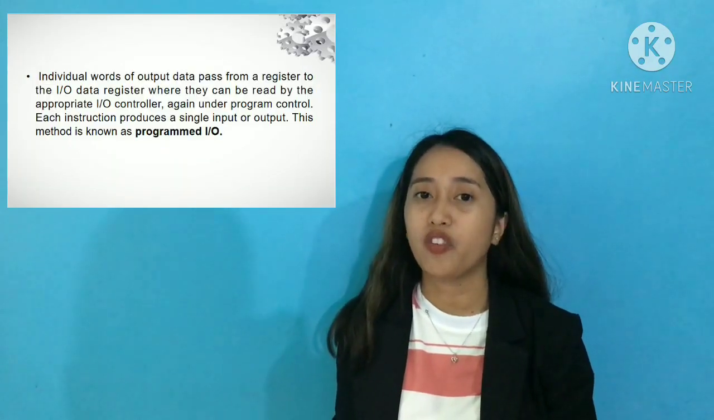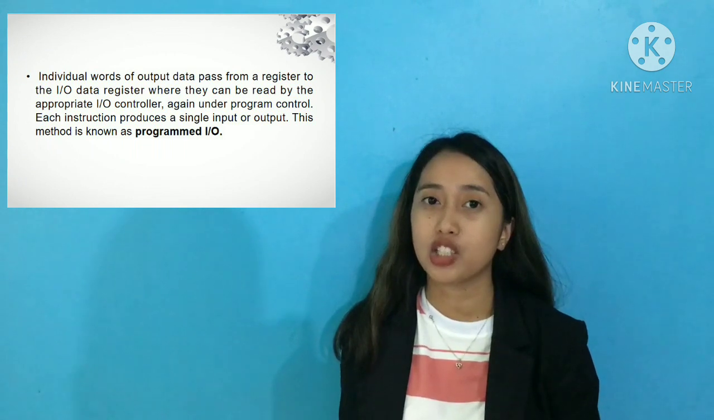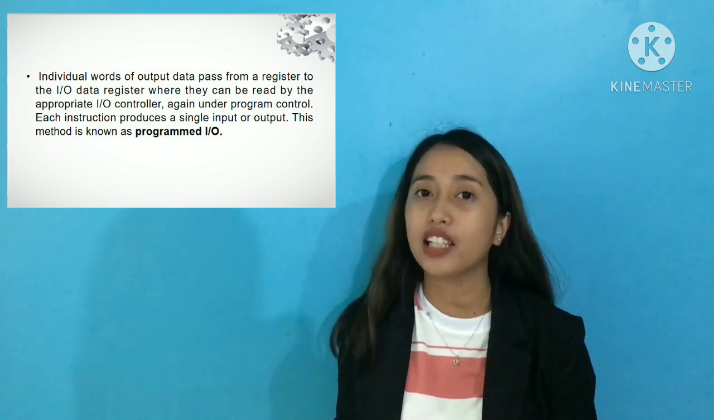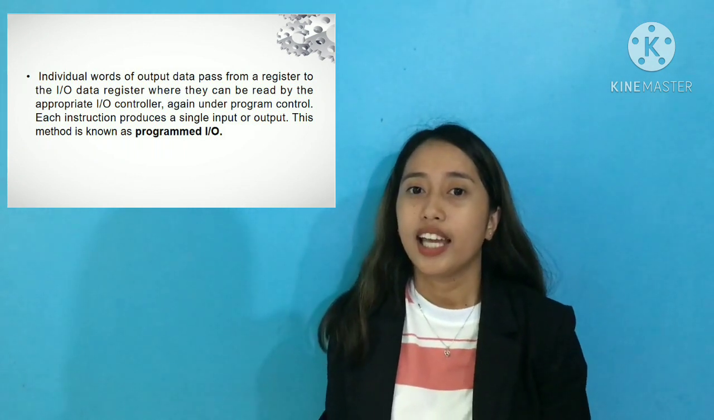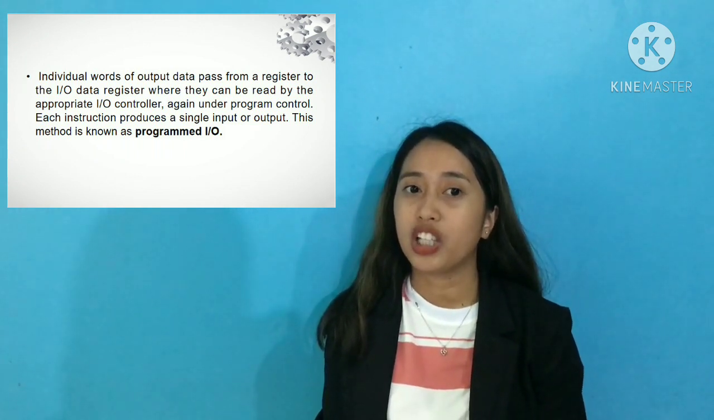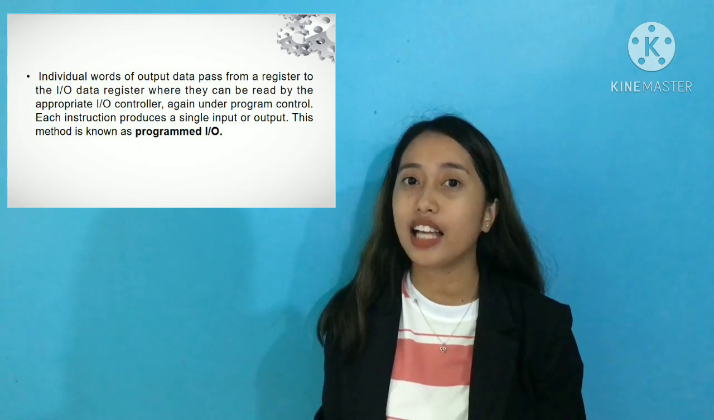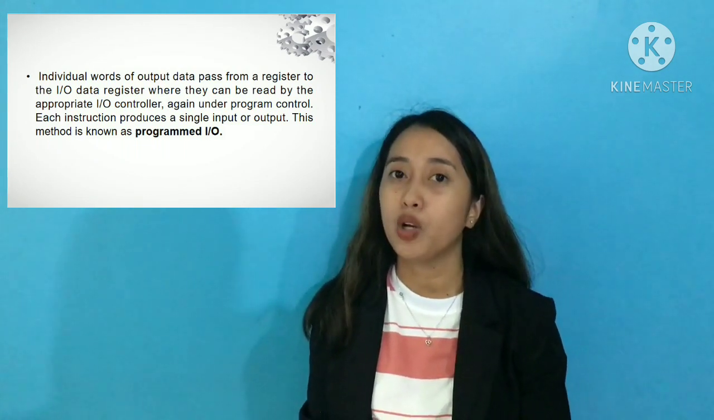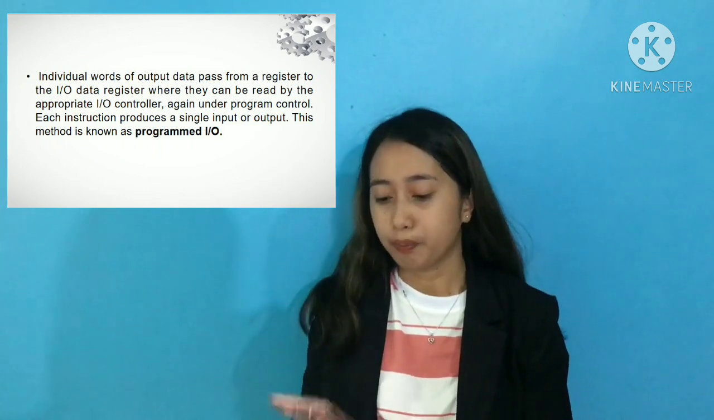Program of input and output. Individual words of output data pass from a register to the input and output data register where they can be read by the appropriate input and output controller. Again, under program control, each instruction produces a single input or output. This method is known as program input or output.